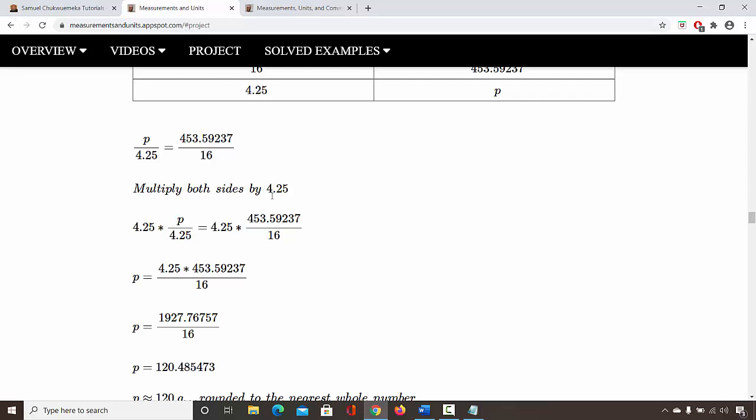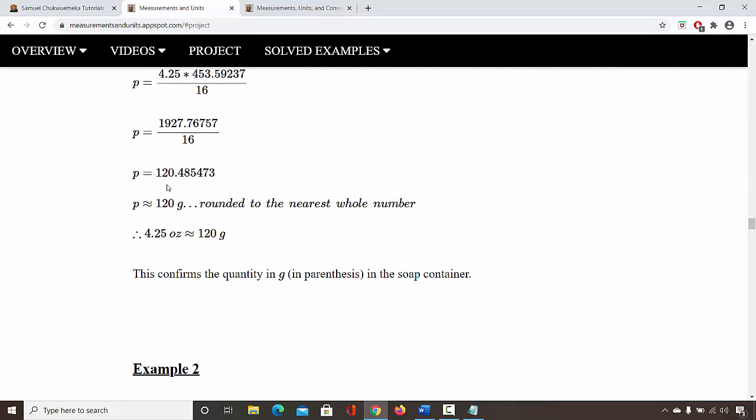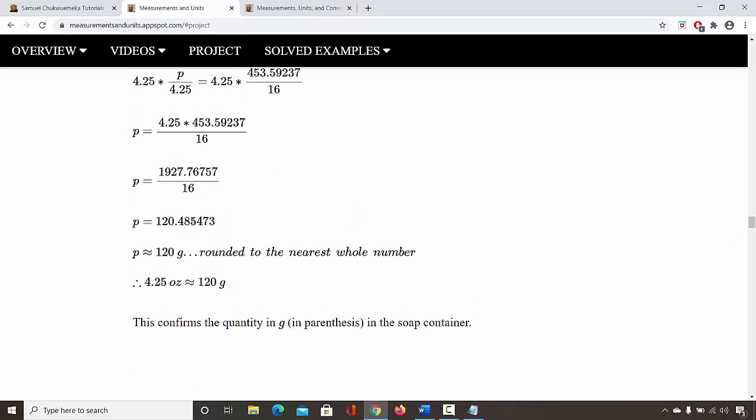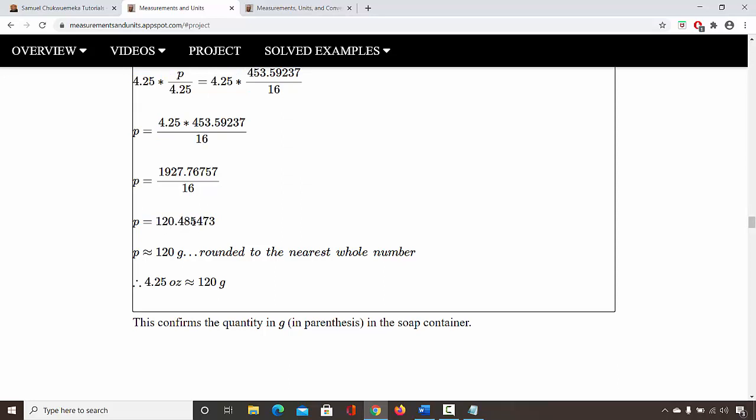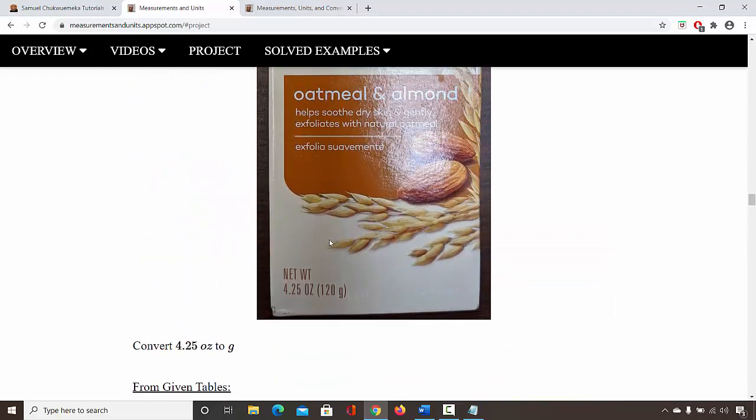So multiplying both sides by 4.25 crosses out. So you now have only P. You isolate P, and you get 120.485473 before you round the final answer. You want to make sure that you see this intermediate calculation. You really want to make sure that you say it before they round the final answer, and that gives us 120 grams.